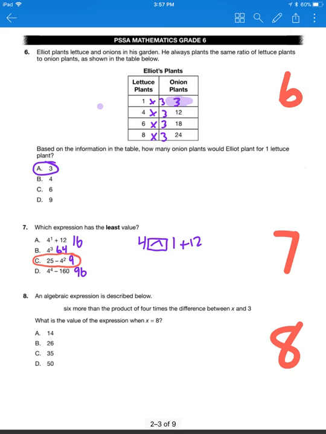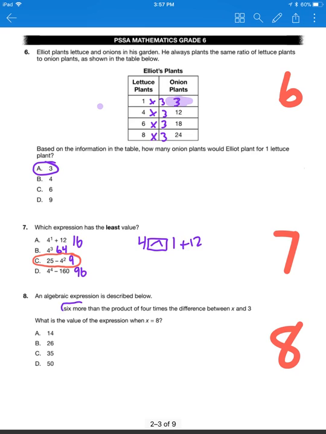All right, number 8. So it says, let me get my pointer ready. An algebraic expression is described below. 6 more than the product of 4 times the difference of x and 3. Ooh, that hurts my head. What is the value of the expression when x equals 8? Oh, man. All right, so let me first figure out what the heck this expression is.